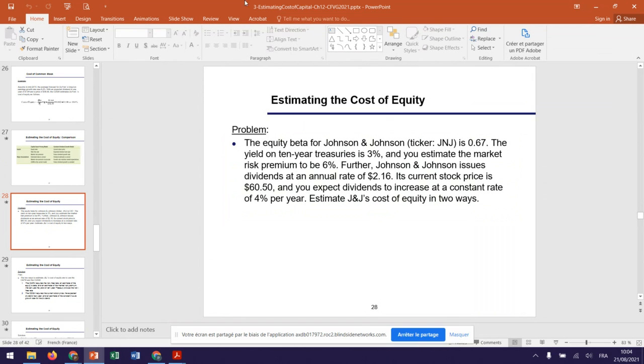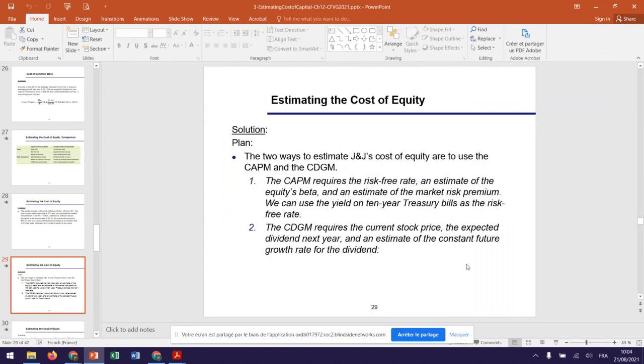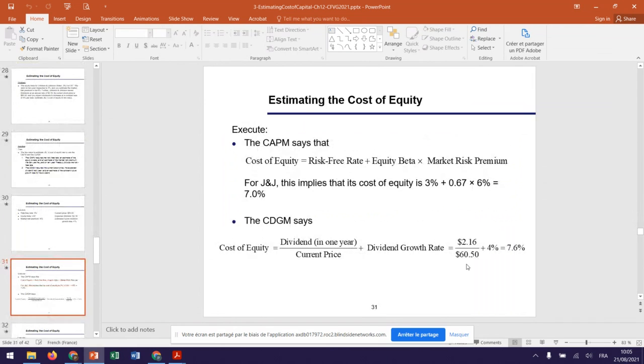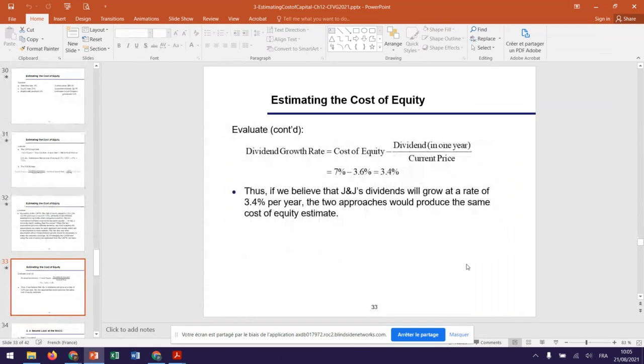Estimate J&J's cost of equity capital two ways. It's very straightforward. You use the risk-free rate of 3%, equity beta of 0.67, market risk premium of 6%. On the other side, you observe that the current price of the stock is 60.5, expected dividend is 2.16, and the future dividend growth rate is 4%. If I estimate both methods, with the CAPM I get 7%. When I use the constant dividend growth model, I get 7.6%. So you can assume that if you use these two as a proxy, the cost of equity capital can range from 7 to 7.6%, and then you use some scenario analysis to make your valuation using different numbers. All right, so that is how we estimate it.